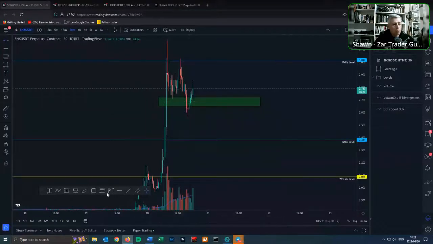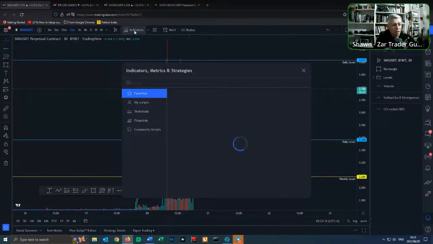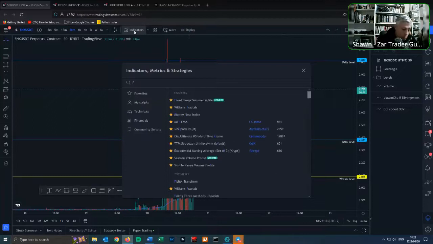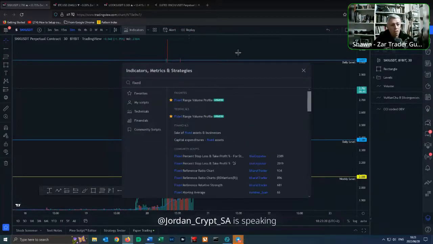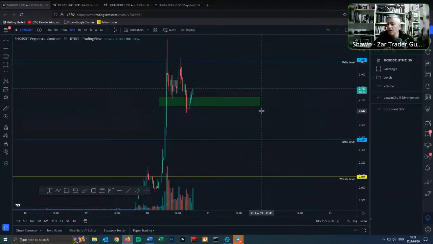So if you go and click on indicators and you type out fixed range, yeah, I thought so. That's the one that I use. Volume profile. So I'm on a free TradingView account, and you can use this on a free TradingView account. It's absolutely priceless. So VP, VR, and other volume tools you aren't able to use on a free account, but fixed range you definitely can.